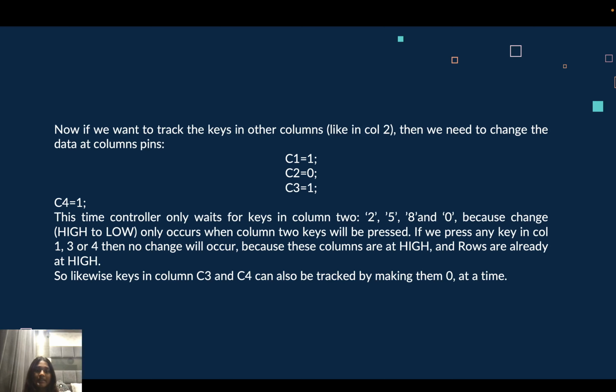Now we want to track keys in the other columns, like in column number 2. Then we need to change the data at the column pins. This time the controller only waits for keys in column 2, which are 2, 5, 8 and 0, because the high to low change only occurs when that column's keys are pressed. If we press any key in column 1, 3 or 4, then no change will occur, because these columns are at high and rows are already at high. So likewise, keys in columns C3 and C4 can also be tracked by making them 0 one at a time.